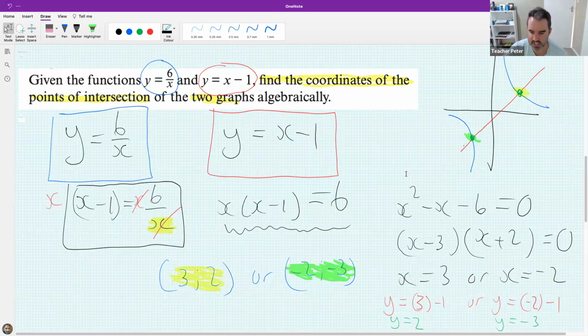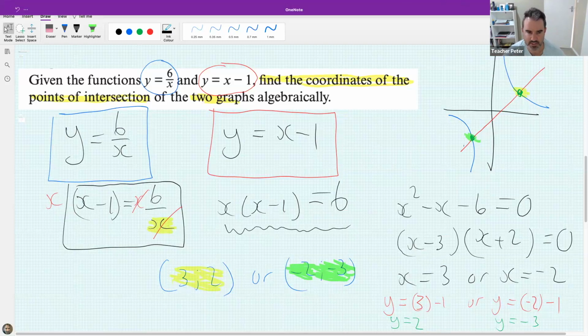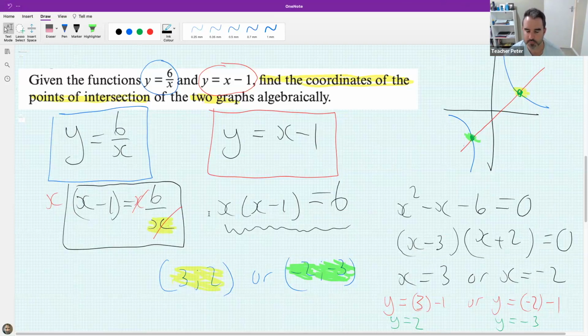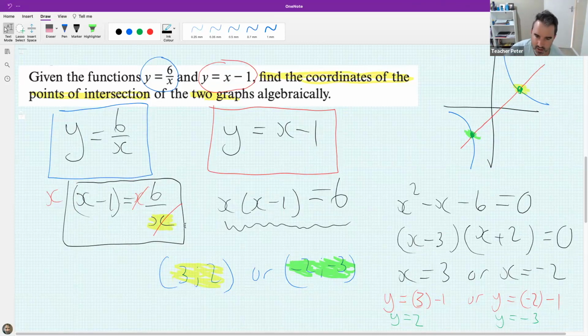Give me a score out of 10 about how you're feeling about simultaneous equations so far. So 0 out of 10 if you feel like there's no hope. 10 out of 10 if you're like, I'm the ninja of the neighborhood in this.